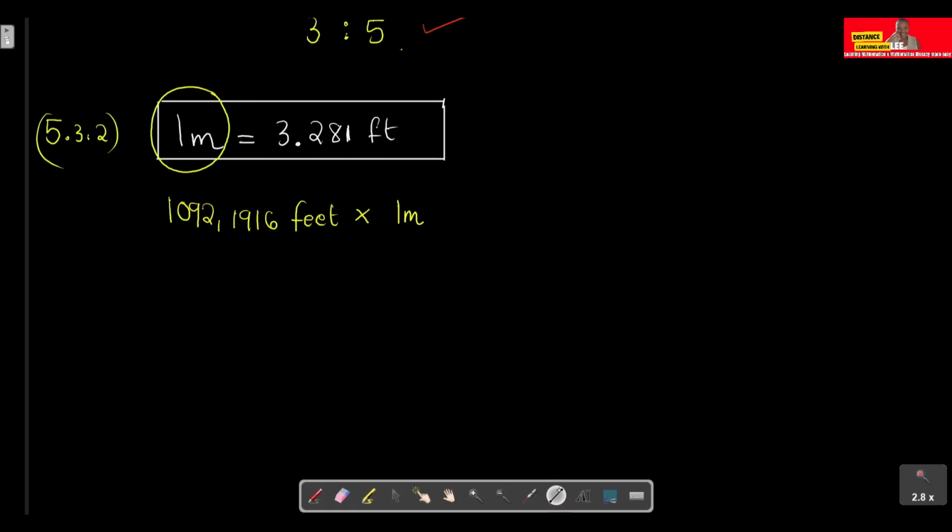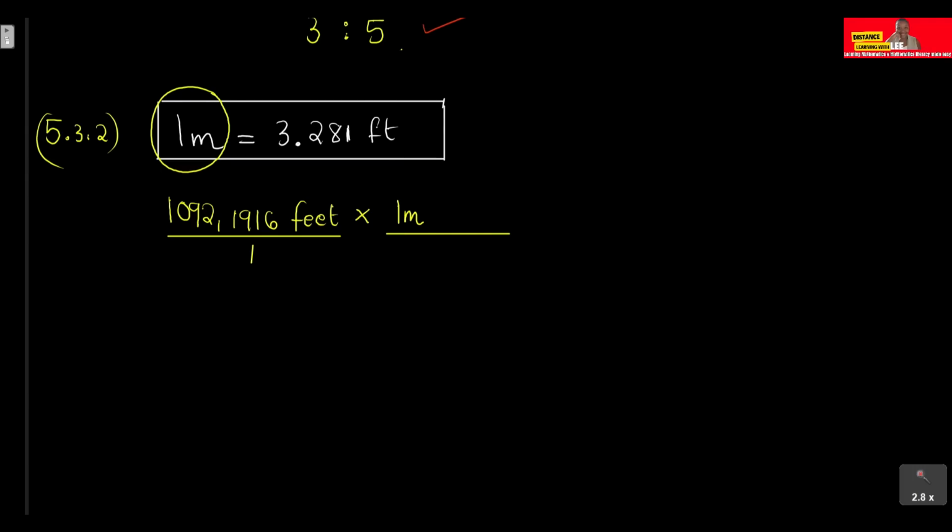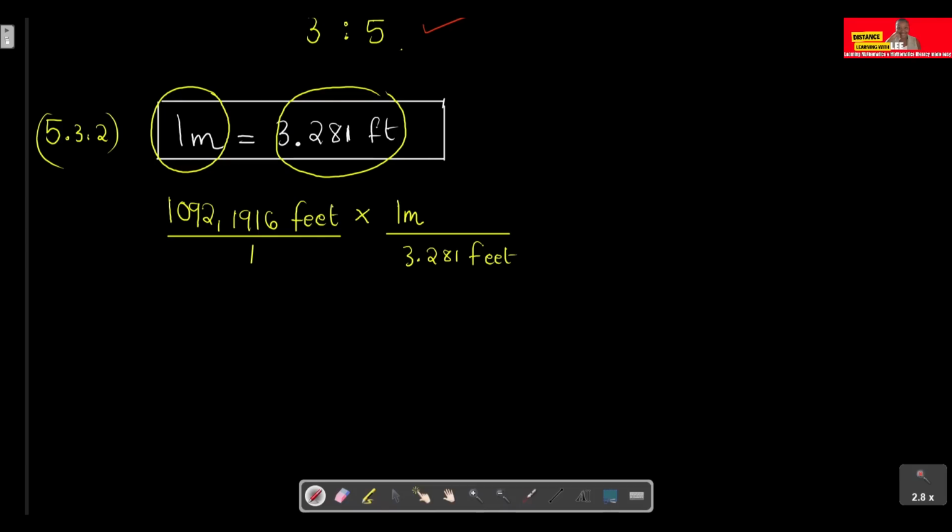And then we're going to divide by what we have. What do we have already? On the left-hand side, guys, we have our units in feet. So in this case, we're going to divide by what we have, which is our feet. So it's 3.281 feet. ft is the same as feet, right? And then what do we notice here? The unit for feet cancel, right? And you will just be left in the units in meters.